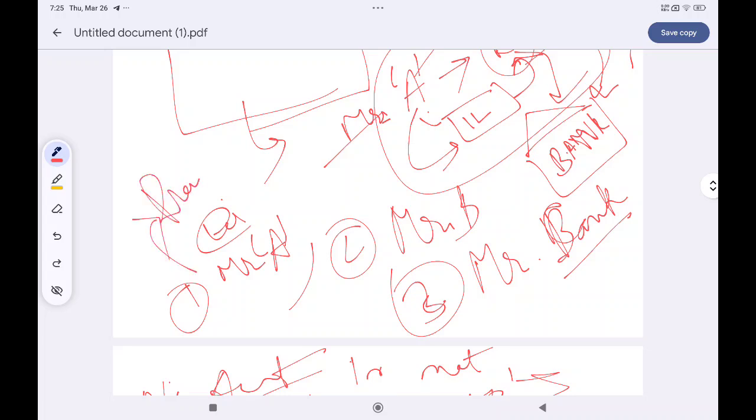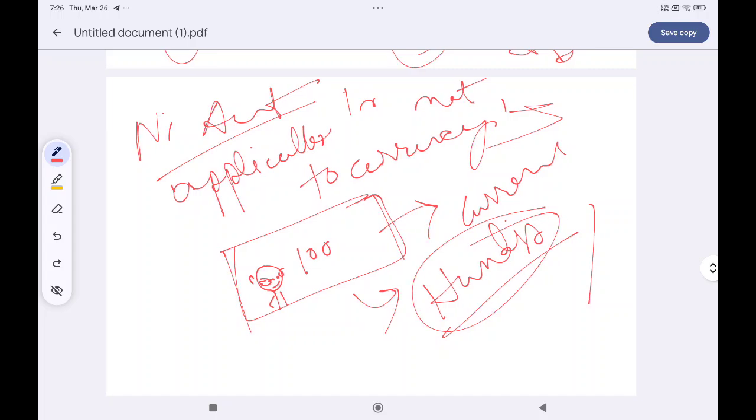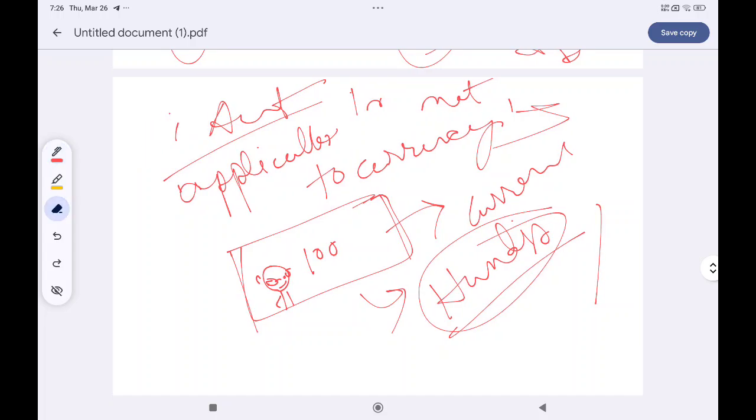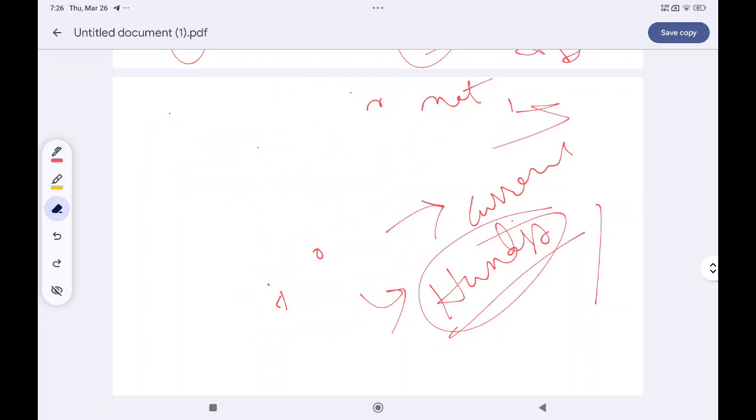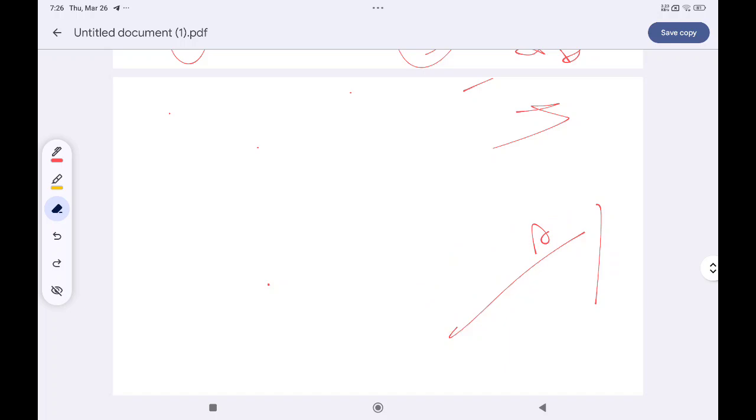So Mr. A is the drawer, here we call. Then Mr. B is drawee. Sorry, payee. Mr. B is payee, and the bank is the drawee. I hope you have understood what I'm trying to say. So let me explain more deeply. I have to give a brief example.